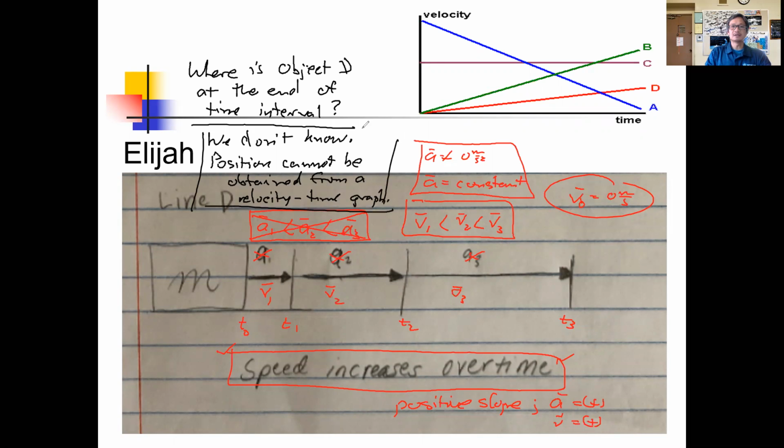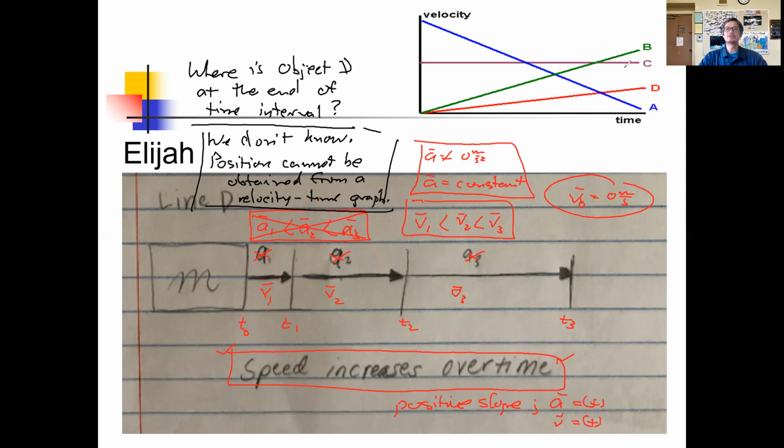Any information about position, actual positions, or even relative positions cannot be obtained here. We don't know at the end if D is in front of A or behind B or C. That we don't know. Okay, we cannot obtain that information from a velocity time graph. We just know that at the end here, D is moving faster than A, but it's moving slower than B and C. That's all we know at the end of this time interval. And we don't even know the actual speeds because they're not labeled on the axis.